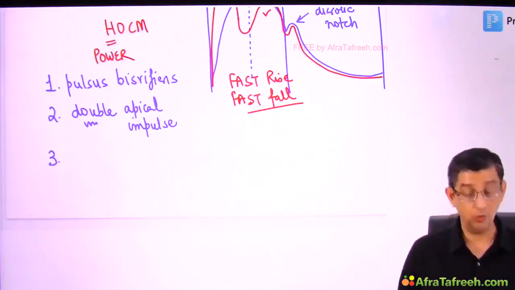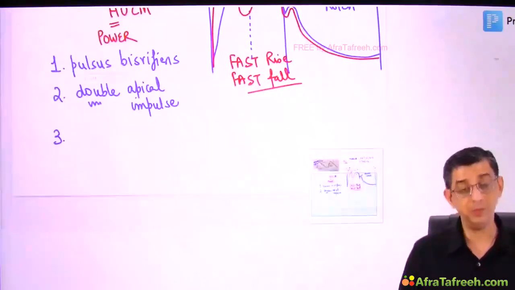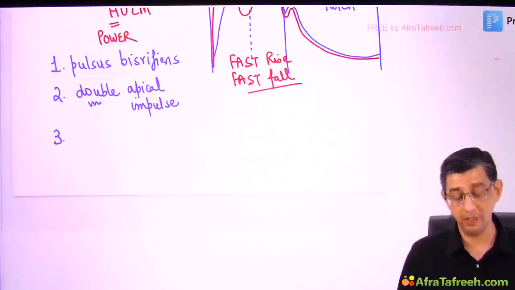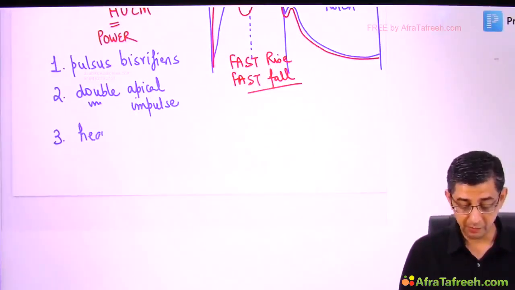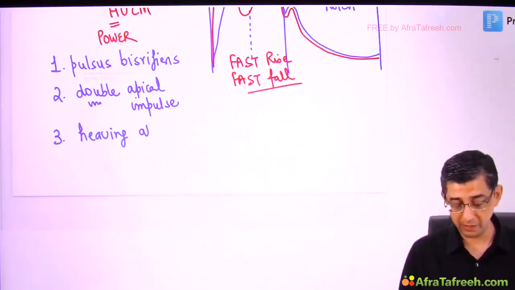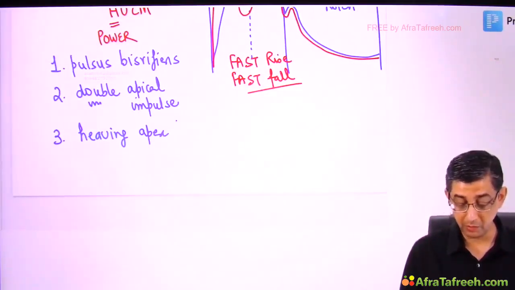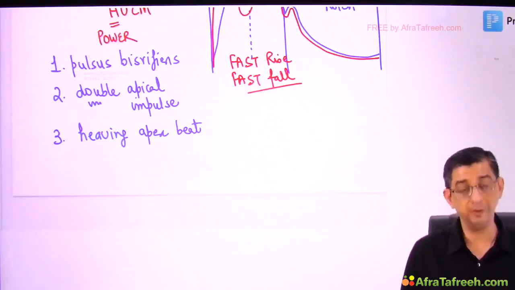The impulse is also more diffuse in two intercostal spaces because the heart has become relatively bigger. In fact, in some MCQs, it might say the word heaving apical impulse. So the concept is still the same. The impulse is going to be so powerful that it will lift up your finger.